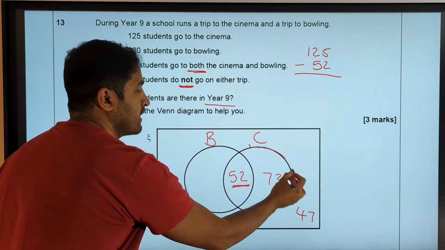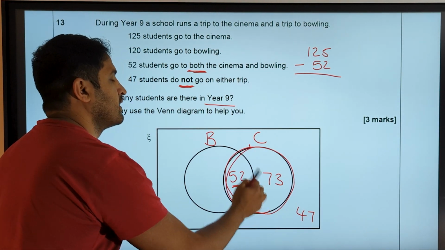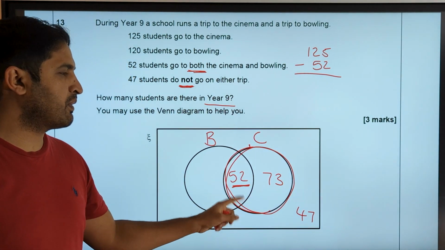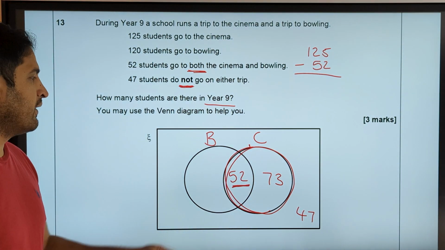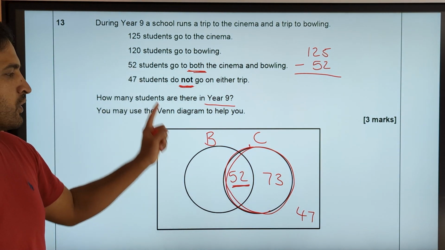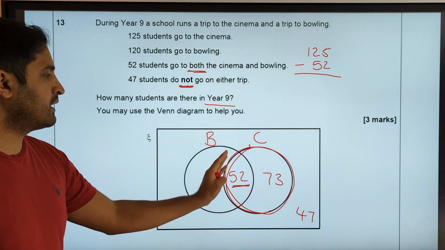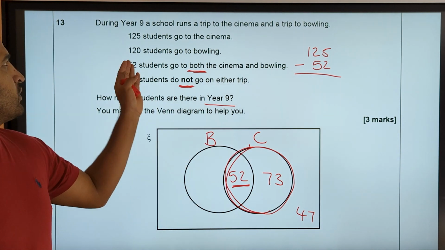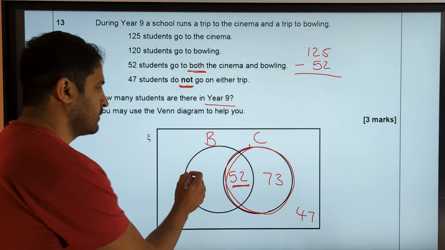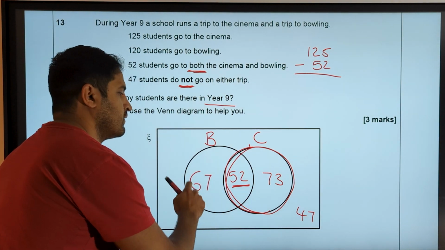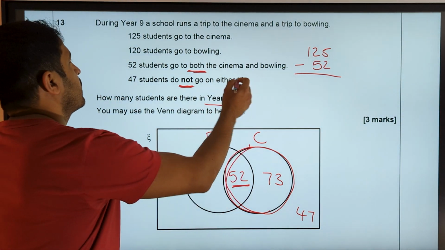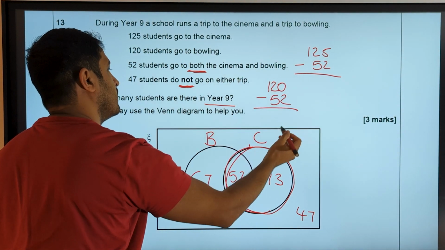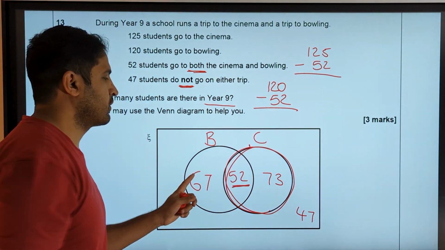If you look at the people in the circle, all of those people in that red circle should add up to 125. Same thing here. We have 120 students going to bowling. If we do the same thing, we work out how many students went to just bowling. There has to be 5 students less than that, so we get 67. So 67 students just went to bowling, because again it's 120 take away that 52. So we have those 67 students going to just bowling.